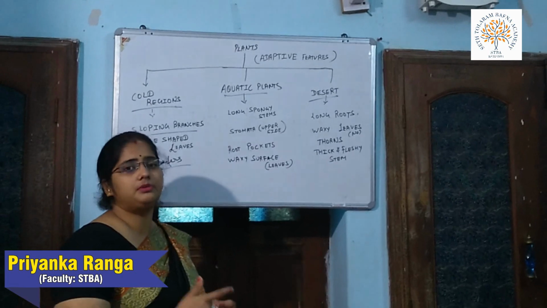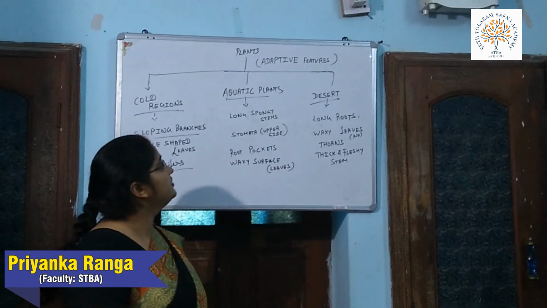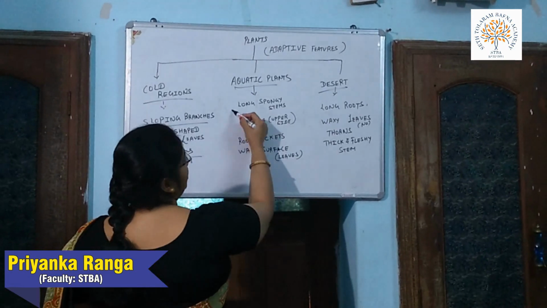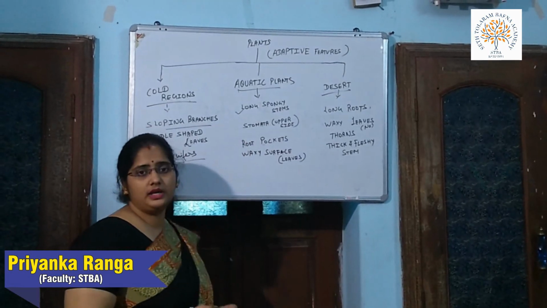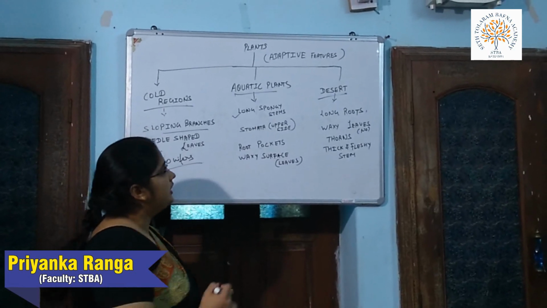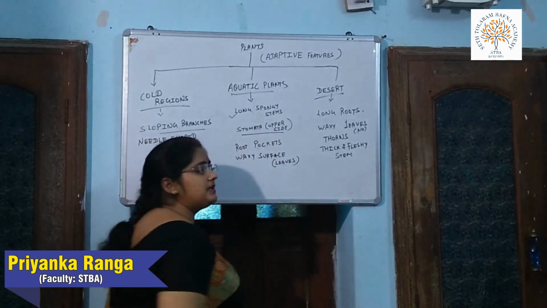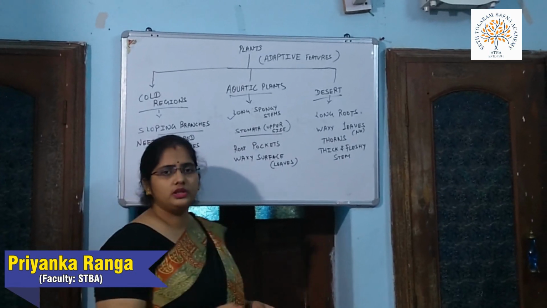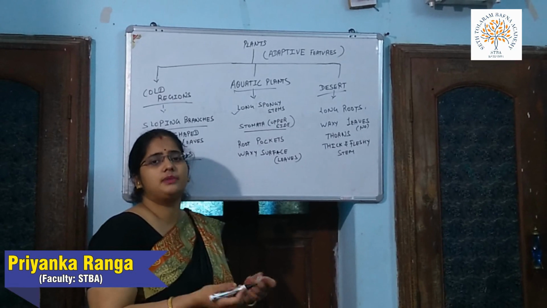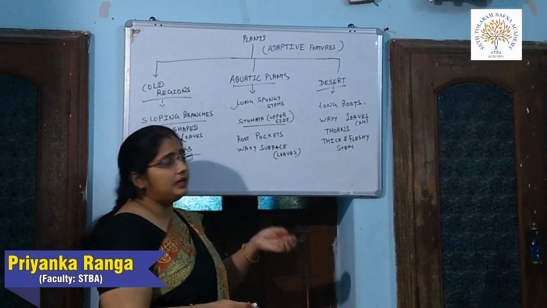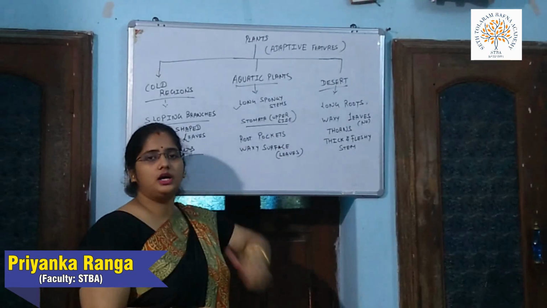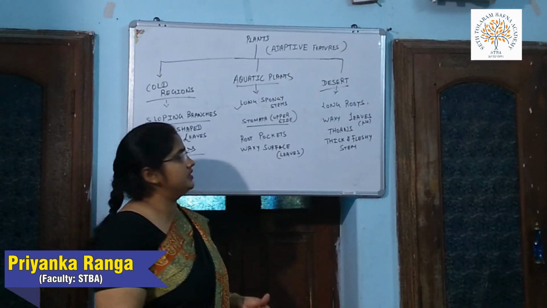So what are their adaptive features to live in the water? The aquatic plants have long spongy stems so that they can float on the surface of the water. They have stomata on the upper side of the leaves. You know, usually the stomata are found on the under side of the leaves on any plants of the land. But when we talk about the aquatic plants, their stomata are found on the upper side of the leaves. This is the basic difference.